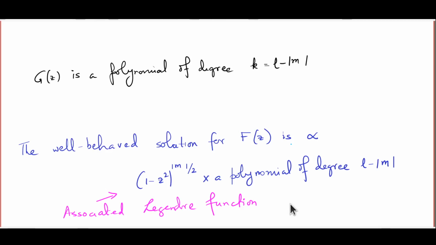Some sources, including Wikipedia, call this the associated Legendre polynomial. I don't really like that term because it seems to imply that this is a polynomial, which of course it is if |m| is an even integer, but for an odd integer |m|, this really is an infinite series and not a polynomial, because it has powers of the square root of 1 minus z squared in front.